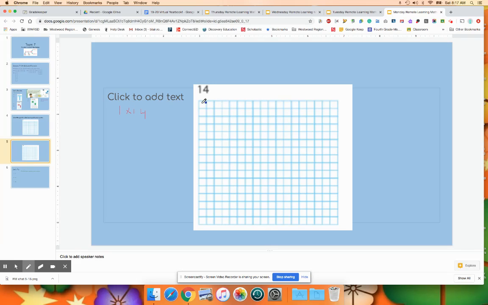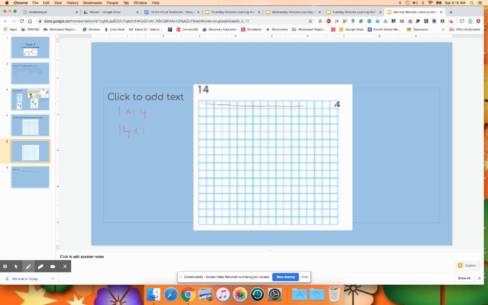So hopefully I have 14: 1, 2, 3, 4, 5, 6, 7, 8, 9, 10, 11, 12, 13, 14. Okay? So 1 row, 14 columns. Let's turn it the other way. It would be 14 rows and 1 column.